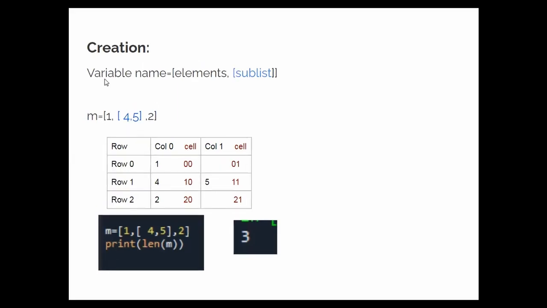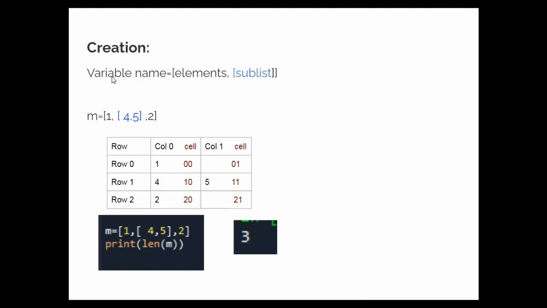So to create a nested list, first we write the variable name, then we write equal to, and whatever elements we have. If you want to add a list here, we will treat that list as the sublist. It can be in the beginning, in the middle, or at the end. Anywhere I can add a sublist.